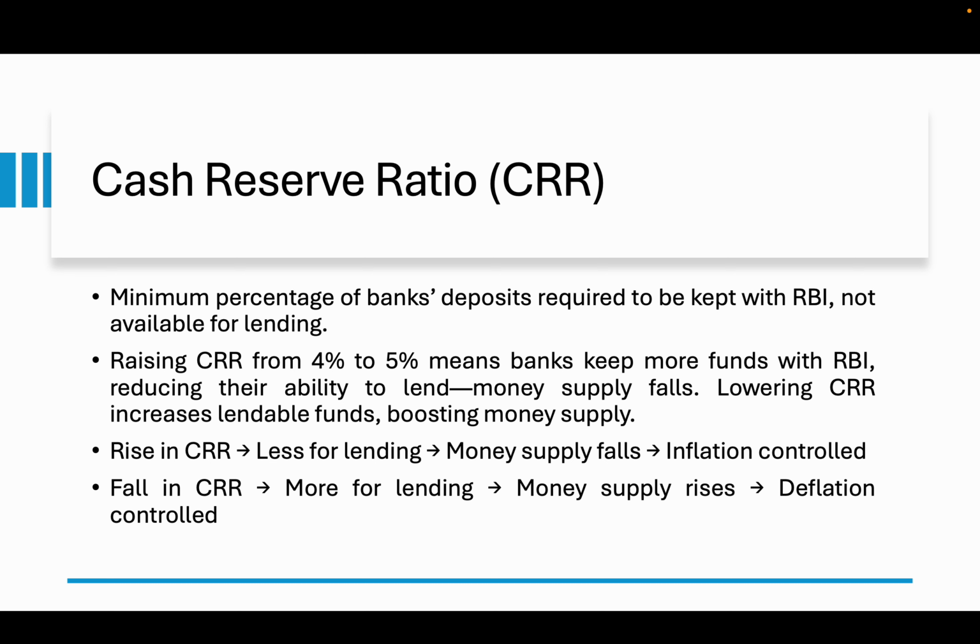So if you deposit 100 rupees in a bank and CRR is 5%, the bank has to keep 5 with RBI and can lend 95. If CRR rises to 10%, the bank can now lend only 90. So you can see the impact.